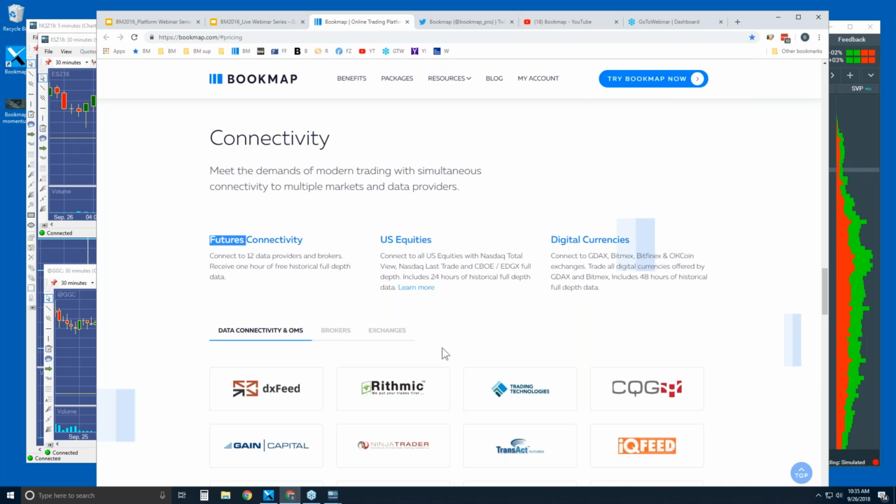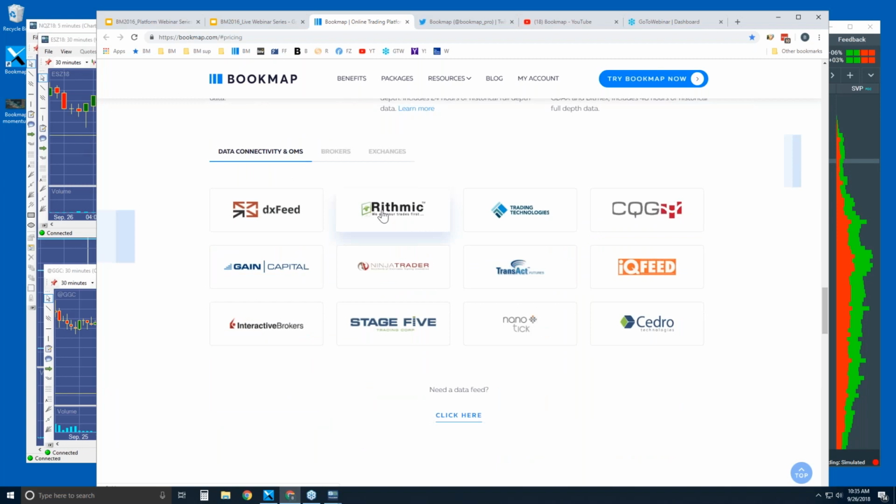So the way that you connect with stocks or US equities is through DXV. That's the only way right now. For futures, you have multiple choices with Rhythmic, CQG, Gain Capital, Transact, IQ Feed, Nanotick, and Cedro. All are available. Cedro's for the Brazilian markets. Then you can also see some platforms here. You can connect Bookmap via the API of these 3 platforms: Interactive Brokers Traders Workstation, NinjaTrader 7 and 8, and TTX Trader Pro. Okay, so you can connect via the API of these 3 as well.